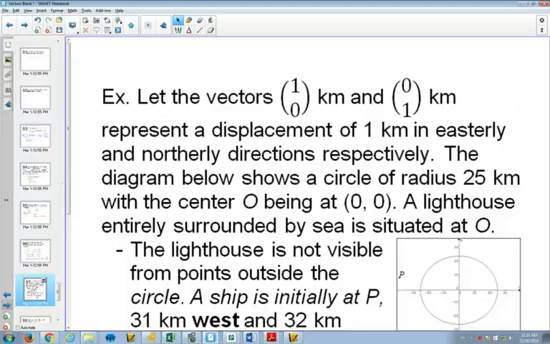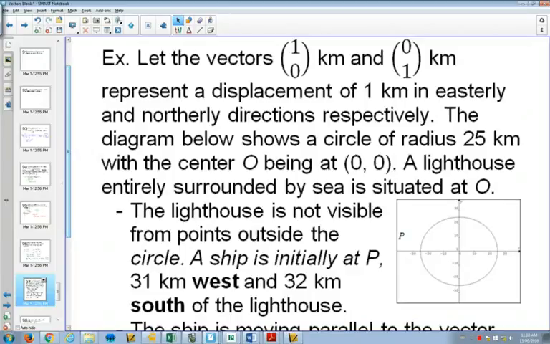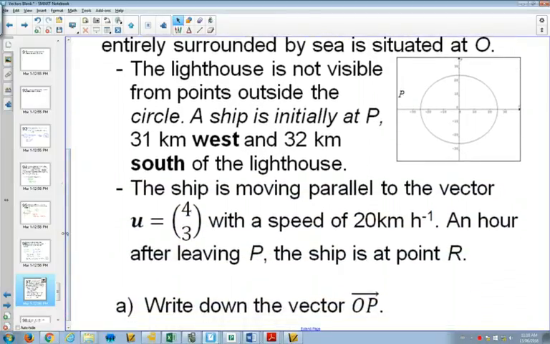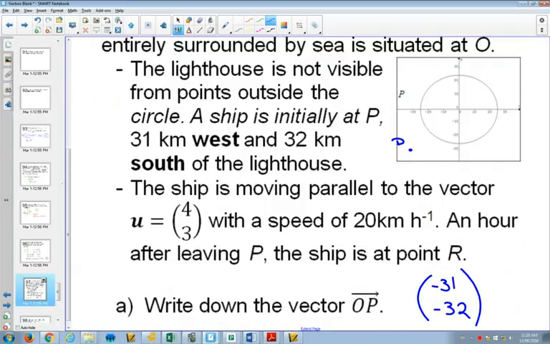So read through this one. And I'd like to see if you can figure out part A. Writing down the vector OP. So if it's initially right here at the point P, 31 kilometers west and 32 kilometers south, that vector OP would be minus 31, minus 32.